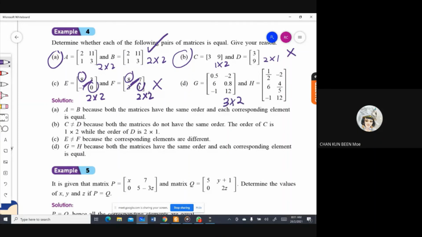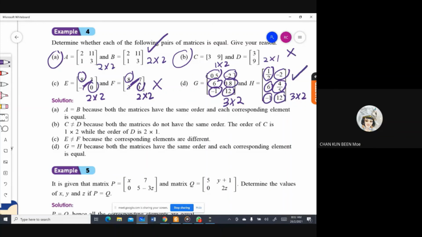And then the last one, G is equal to a matrix of 3 by 2, H is equal to a matrix of 3 by 2. Okay, the order is the same. Now we need to compare the value of each of the elements. 0.5 equal to half. They are the same, right? 6 equal to 6. Negative 1, negative 1. Negative 2, negative 2. 0.8, 4 over 5. 4 divided by 5 is 0.8, correct, right? And then 12, 12.